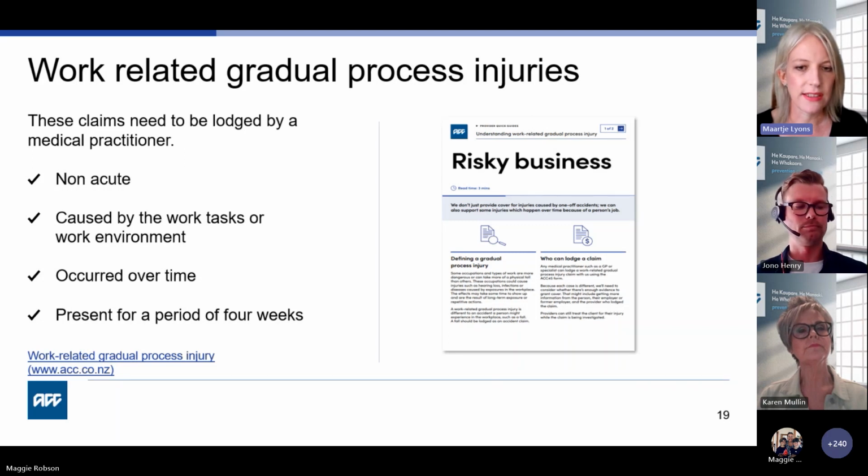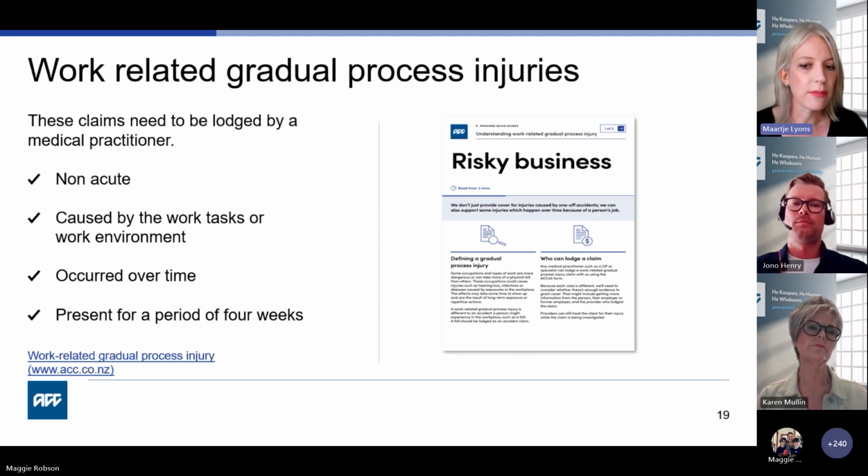Gradual process injuries develop gradually and are non-acute, and so the impact might not be apparent for some time, even after the patient is no longer exposed to those working conditions. These injuries are different to accidents your patient might experience while in a workplace, such as falling from a ladder at work.